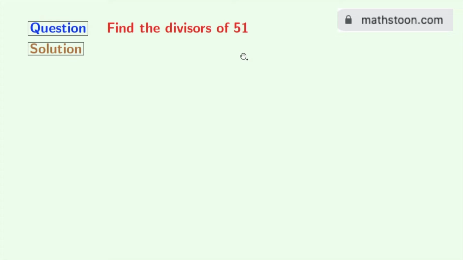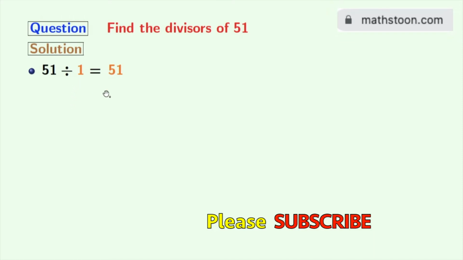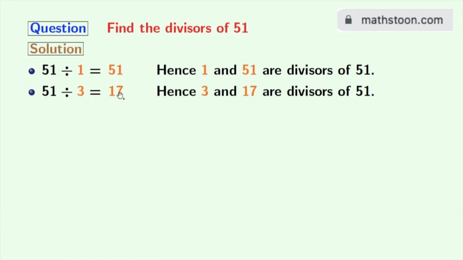Firstly, we will see all the ways in which we can divide 51. Let us try from 1. 51 divided by 1 is 51. So 1 and 51 are the divisors of 51. Next, number 2 does not divide 51 as this is an odd number. So we will try for 3 and doing that we get 17. Hence 3 and 17 are the divisors of 51.